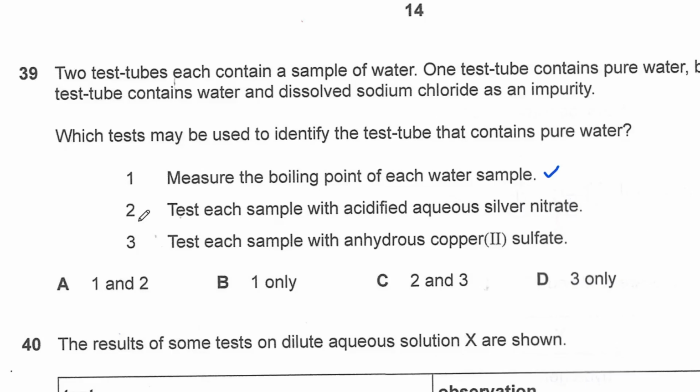So 1 is correct. Option 2, test each sample with acidified aqueous silver nitrate. That is also correct. We can use that to test for the purity of water. It says that if acidified aqueous silver nitrate is added, if the water is pure, the water will remain clear and colorless. But if it is not, precipitate will be formed. So this is another way to measure the purity of water, so it is correct. Test each sample with anhydrous copper 2 sulfate. This is wrong. Why? Because anhydrous copper 2 sulfate only tells us the presence of water. It doesn't tell us if the water is pure or impure. It only tells you that yes, there is water, but not the purity of the water. So therefore, the answer to this question is option A, which is 1 and 2.